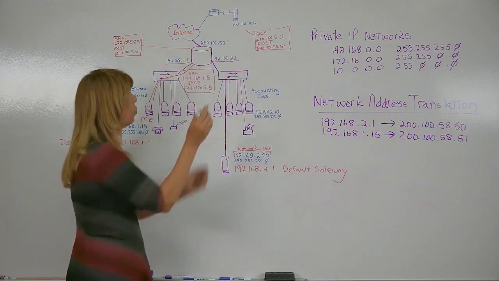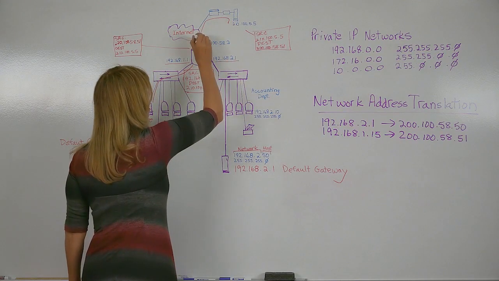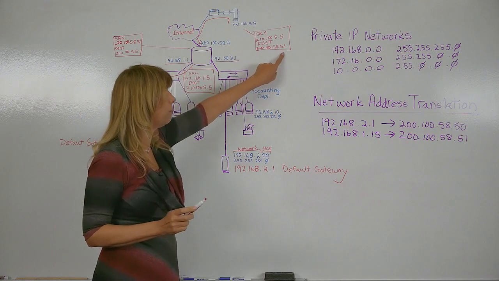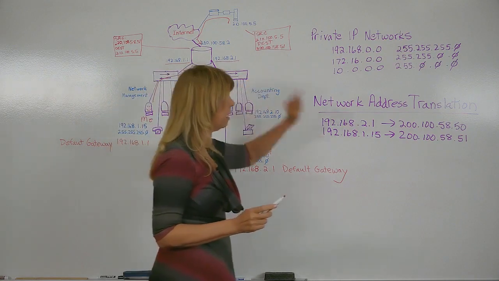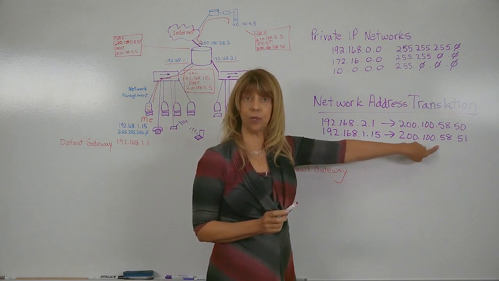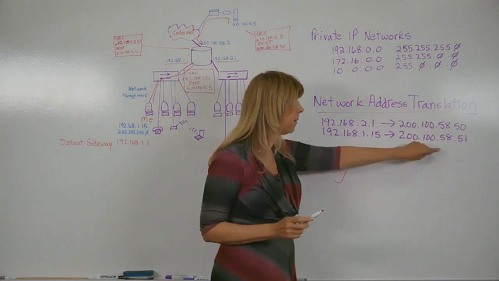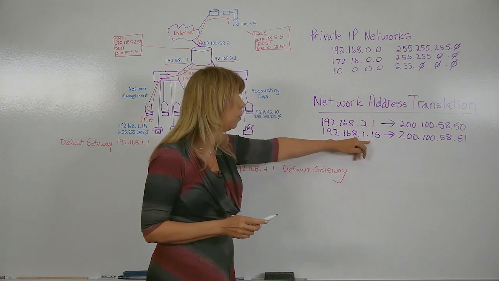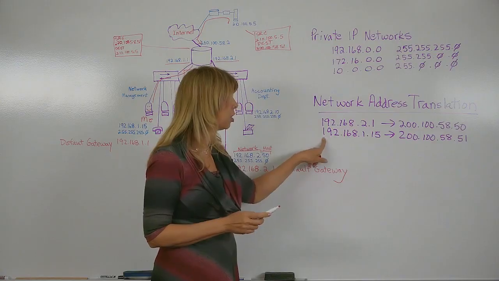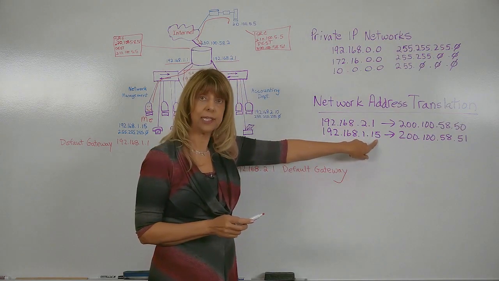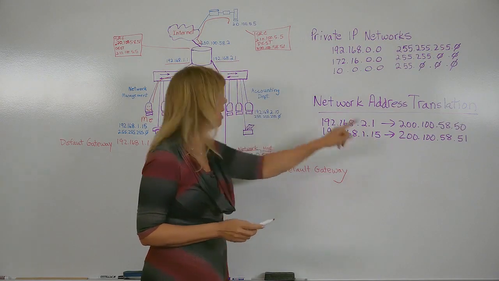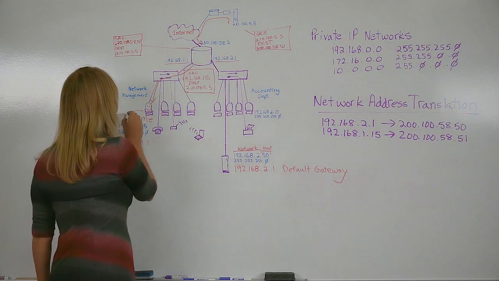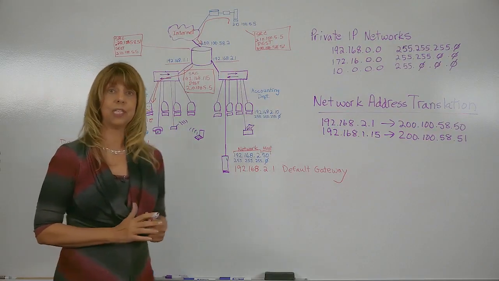This packet will make its way back to my router, and my router will see 200.100.58.51, and it will say, who has that address assigned to it? And it will look in its table, and it will see that that address is assigned to me. So it will change the packet back to show my local address as being the destination. And then it will forward it back out to me. So I will happily get the packet from the server and be able to display the web page.